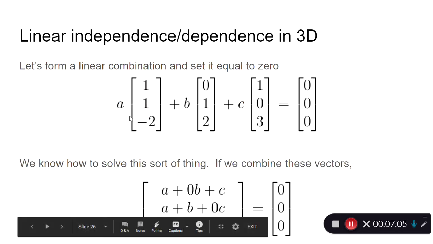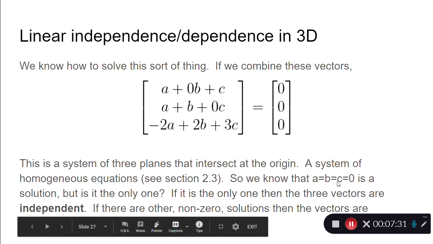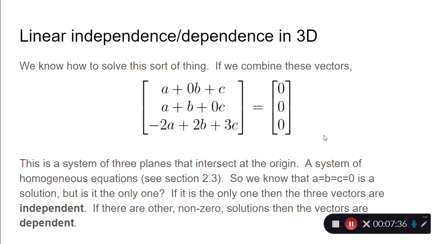So if we multiply the A by that vector, and the B by that vector, and the C by that vector, and we bring it all together, we end up with a system of equations. And this is going back to chapter 2 now. So I have a system of equations. These are 3 planes. They intersect at the origin. Oh, this is just 2.3 all over again. So again, we know that A, B, C equals 0 is a solution, but is it the only solution? If it's the only solution, then the vectors are independent. If there are other solutions, then they're dependent.